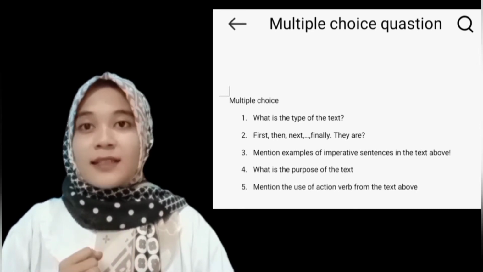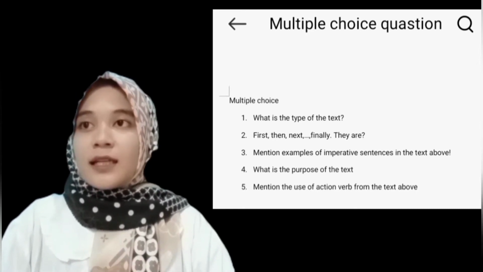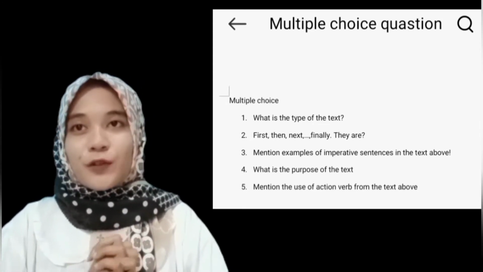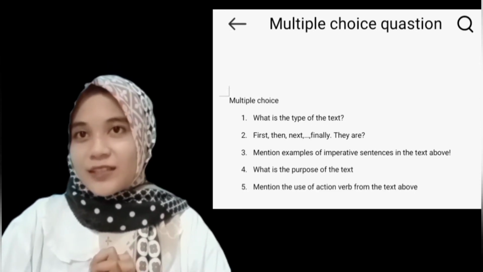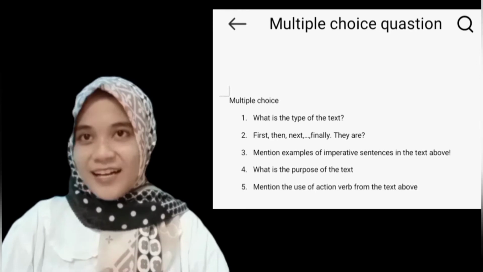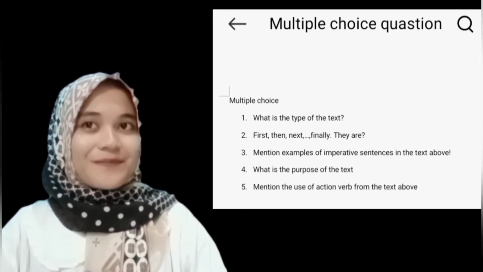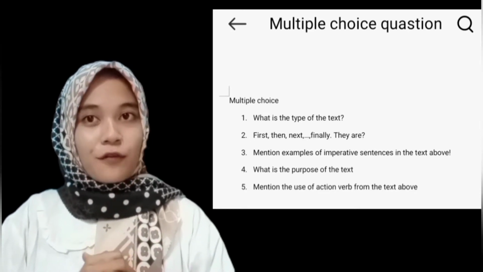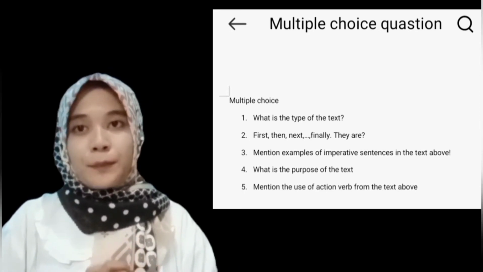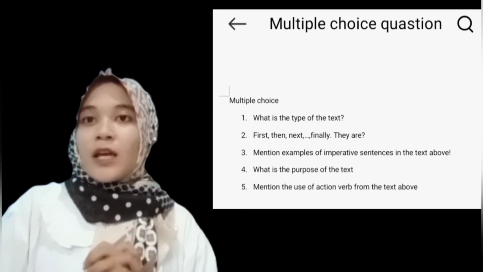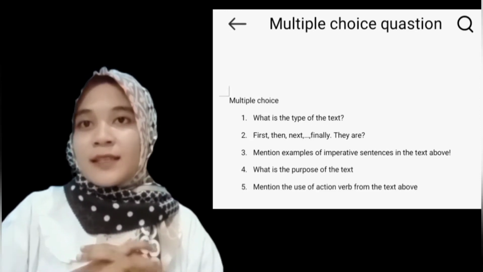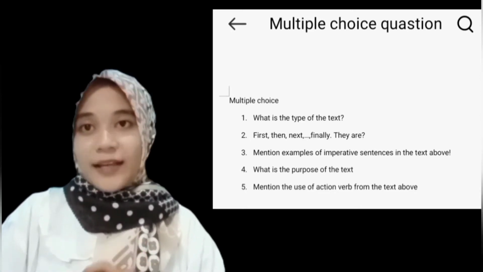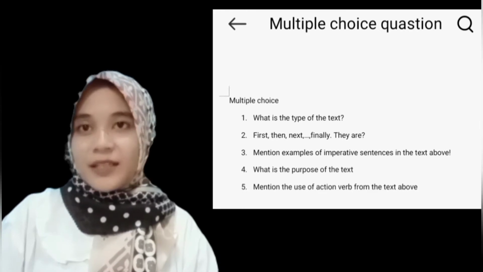First, then, next, and finally, they are... As we know, they are in language features of procedure text. They are temporal conjunctions, and you should remember it. Question number 3. Mention examples of imperative sentences in the text above. If you read the text example from procedural text before, you can find some imperative sentences such as check the URL, think about the purpose of writing, and look at the date of publication.